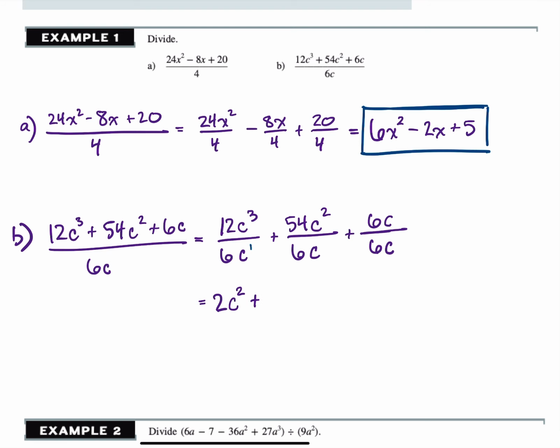For our second term, 6 goes into 54 9 times. Then we have c squared on top and c on the bottom. So we'll have 1 left over. That'll cancel with 1. I'll write it like this. And then our last term, we have 6c over 6c. So those will both cancel. It'll just reduce to positive 1. So just split it up into multiple terms and then reduce whatever is left over.